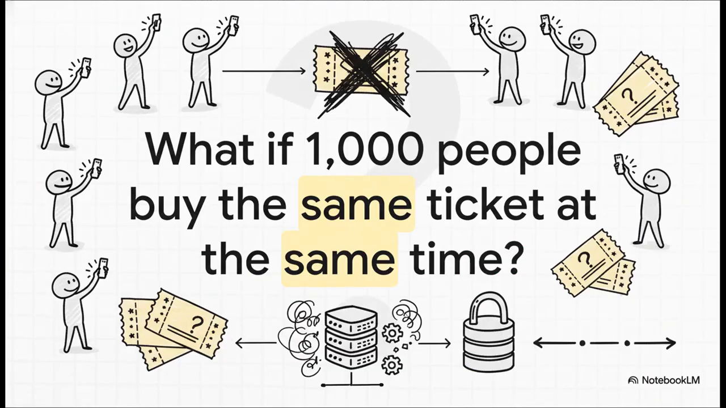So, let's set the scene. Your favorite artist, they just announced a tour. You and 1,000 other superfans are poised, finger on the button, the second those tickets go on sale. You all click buy at the exact same millisecond for the very last ticket. So, what happens? Who gets it? Does the whole system just crash? Does it accidentally sell the same ticket 500 times? This right here is the core problem that concurrency control was born to solve.